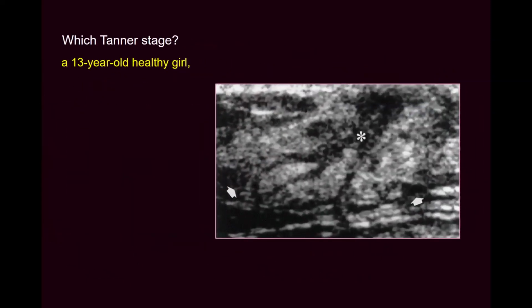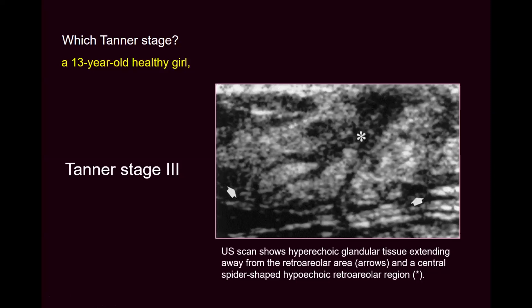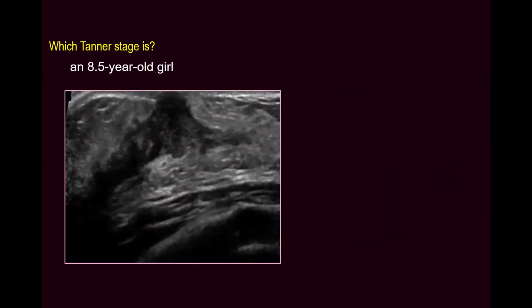Okay. Which Tanner stage? 13-year-old healthy girl. Tanner stage. This hypoechoic area, I think this is Tanner stage 1. No, this is 5, Tanner stage 5. It is not diffuse. You have hyperechogenicity here, and you have central line hypoechogenicity. So Tanner stage 2. This is stage 3. Stage 3. And this one.